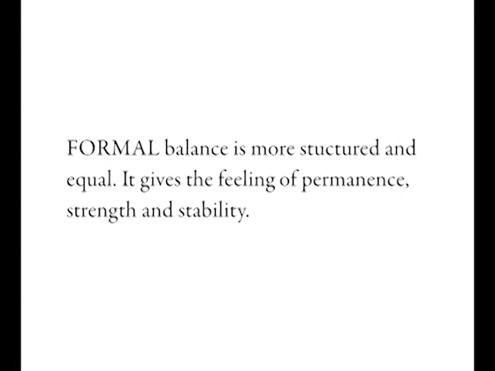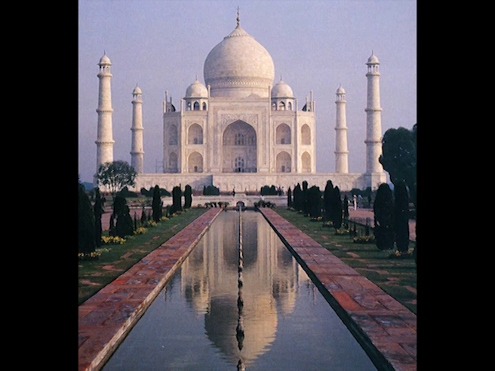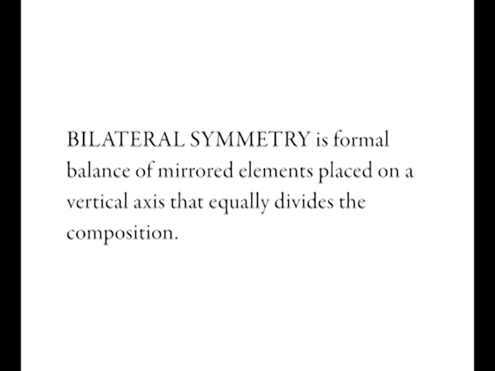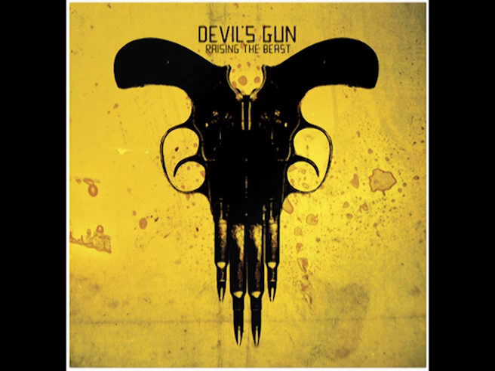Formal balance is more structured and equal. It gives the feeling of permanence, strength, and stability. Here's an example of formal balance, which is often seen in architecture because of its feeling of permanence and stability. Bilateral symmetry is formal balance of mirrored elements placed on a vertical axis that equally divides the composition. Here's an example of bilateral symmetry.